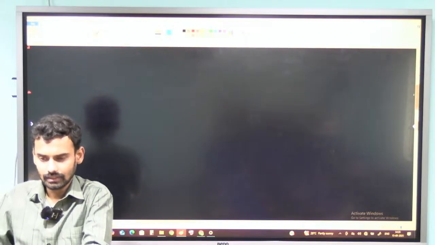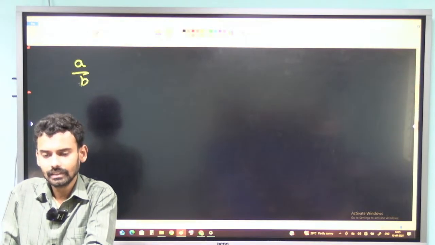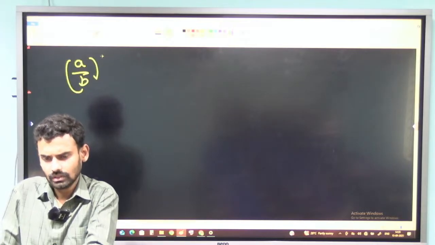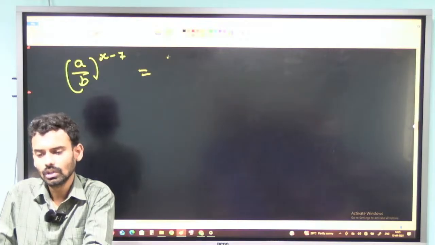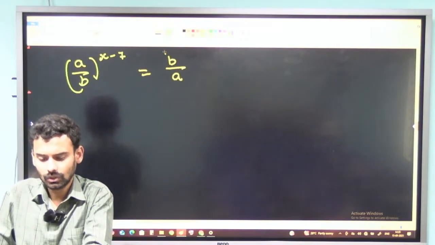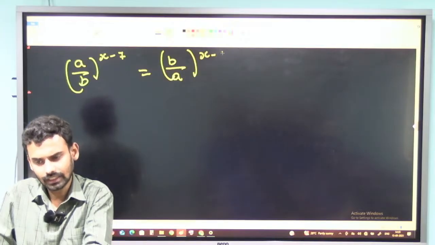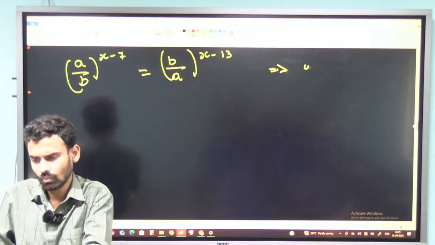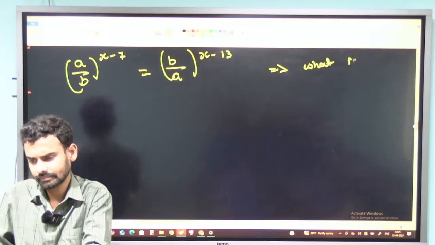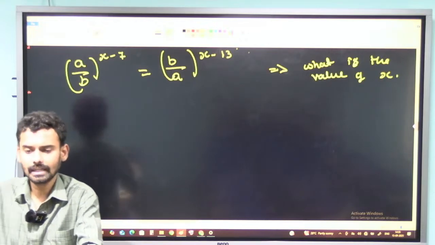Second question, let's say a divided by b to the power of x minus 7 is equal to b divided by a to the power of x minus 13. Then we need to find what is the value of x. What is the value of x? So, what can be done here?